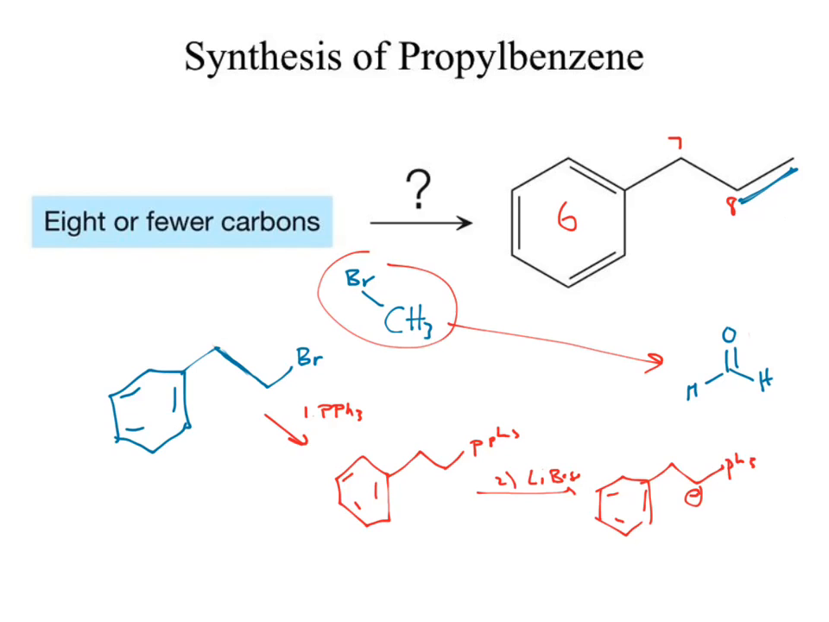Can I get rid of that double bond? How can I get rid of that double bond? Hydrogen gas and platinum. So we could do a Wittig. We could do a Grignard. We could do the alpha hydrogen off of a carbonyl. Okay, makes sense? So there's lots of different routes.